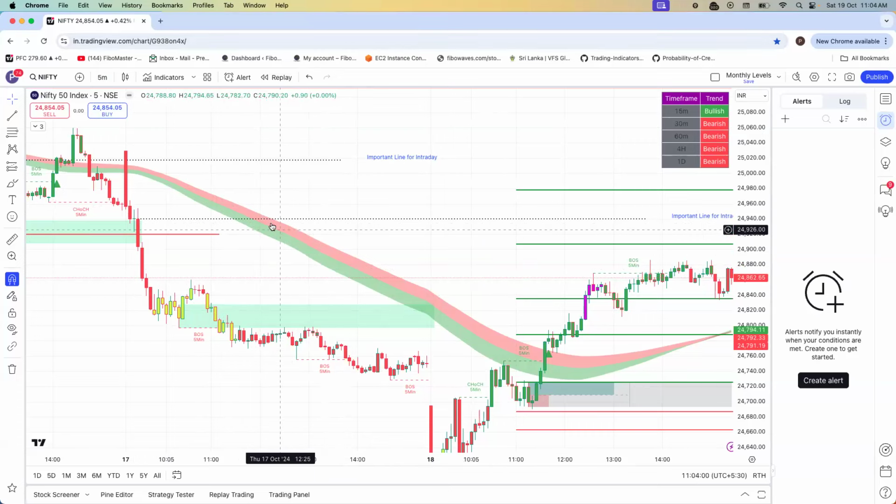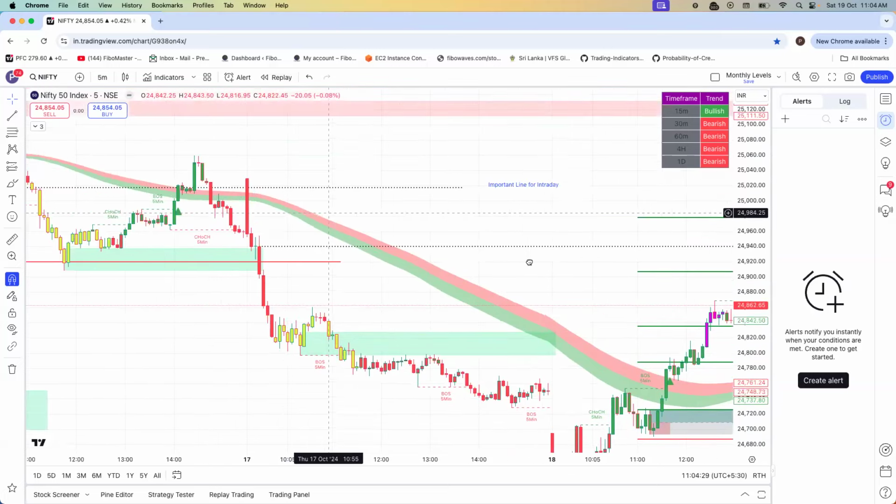When the cloud has red on the top and green on the bottom, it's negative. That means the sellers are on top of the buyers, so selling is happening on that particular script. Whenever you see the cloud with red on top and green on the bottom, it's all on the selling side. You cannot go long on that particular stock.